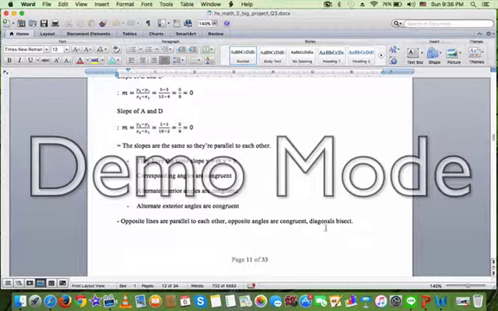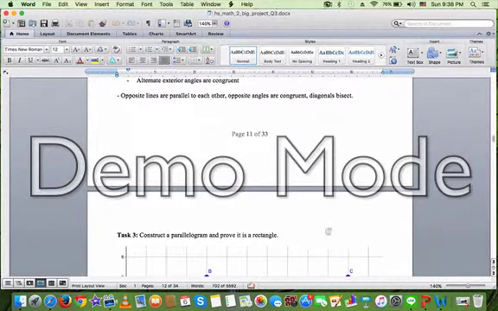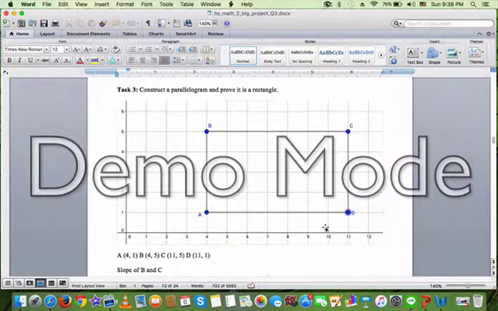The corresponding angles are congruent, alternate interior angles are congruent, and alternate exterior angles are congruent. Opposite lines are parallel to each other, and the diagonals bisect each other.